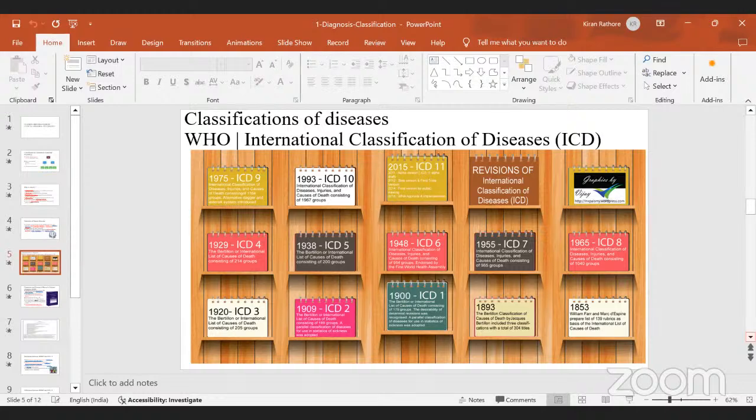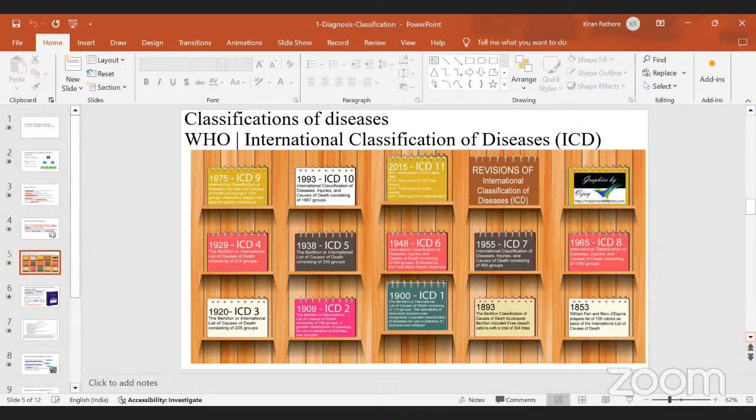So in the 1900s, ICD-1 was first introduced. Then in 1909, ICD-2 came up. 1920, ICD-3, like that. In 1993, ICD-10 was introduced. ICD-10 is something we have followed till now. Now we have its 11th revision, which officially came into effect in 2022. So till 2022, we were following ICD-10.